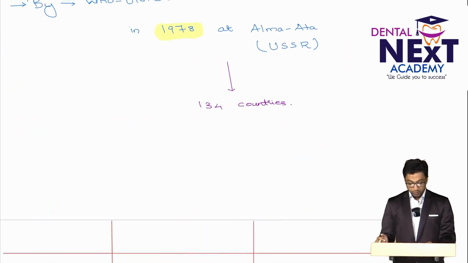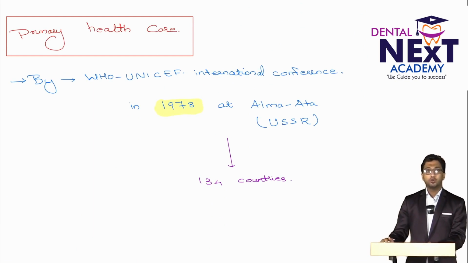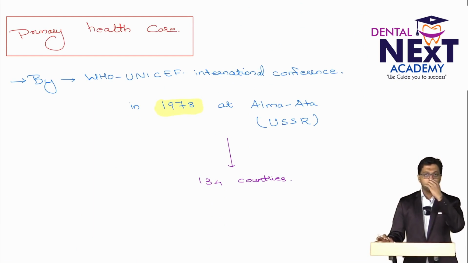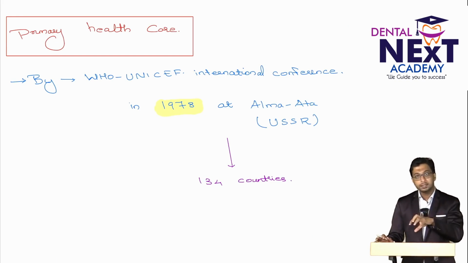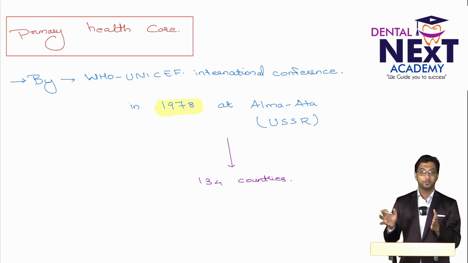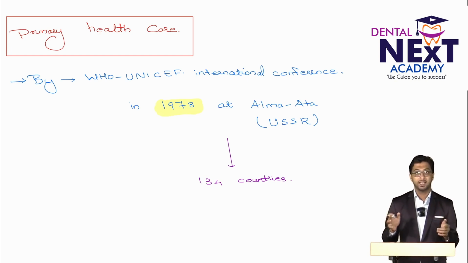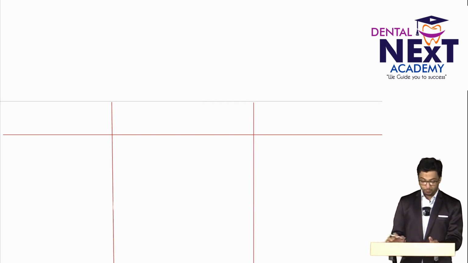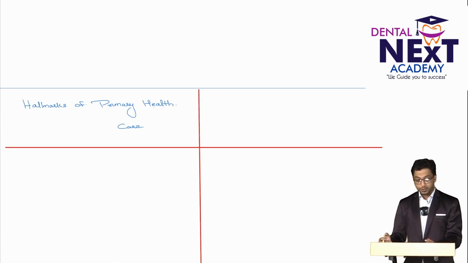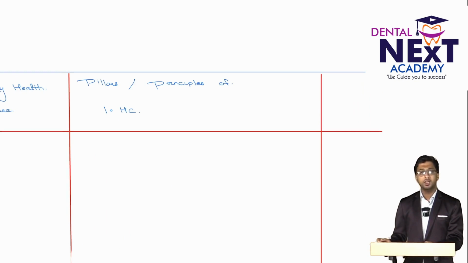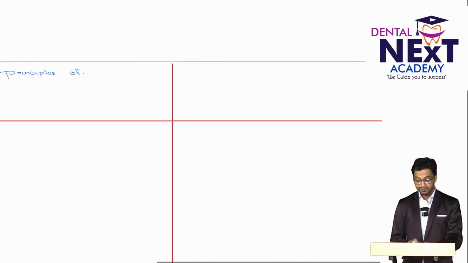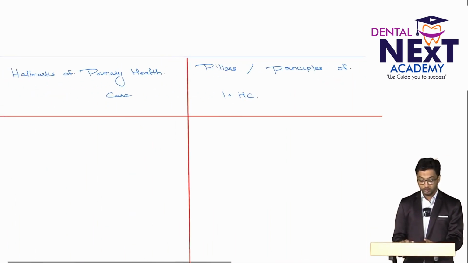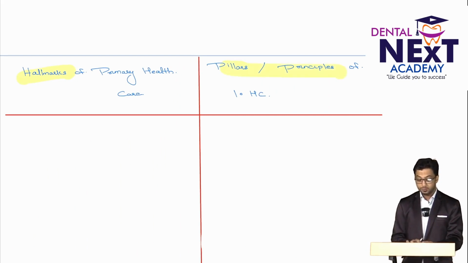Okay. So that is the Alma Ata Declaration by 134 countries in 1978. So we're going to go with the Alma Ata Declaration and primary health care together. Whether they ask about primary health care or Alma Ata Declaration, it is the same chart which you have to learn. So now let's come on to that. You have got hallmarks of primary health care, then you have got pillars or principles of primary health care, and finally elements. So three things you have to learn here: hallmarks, pillars or principles, and elements.